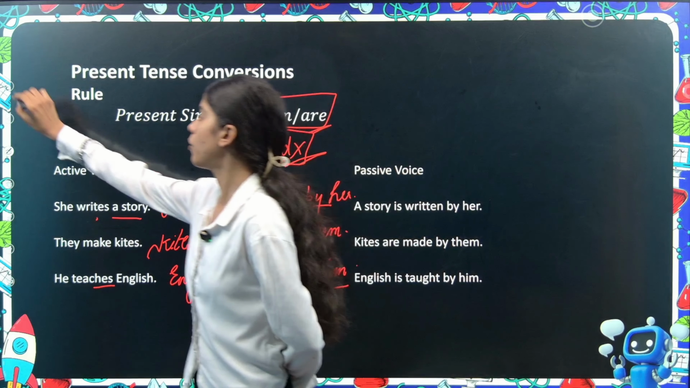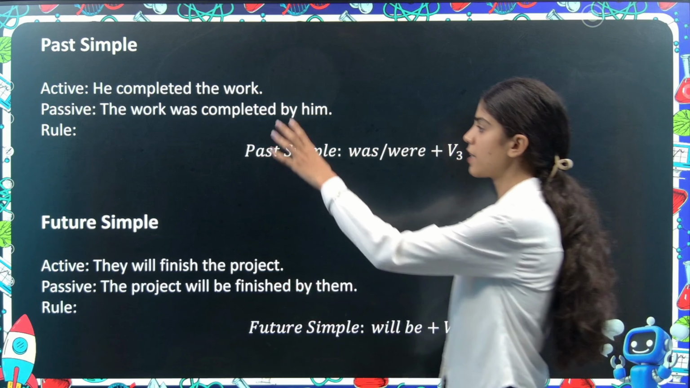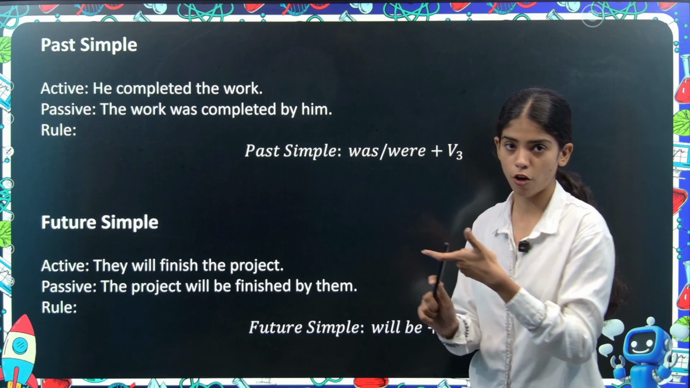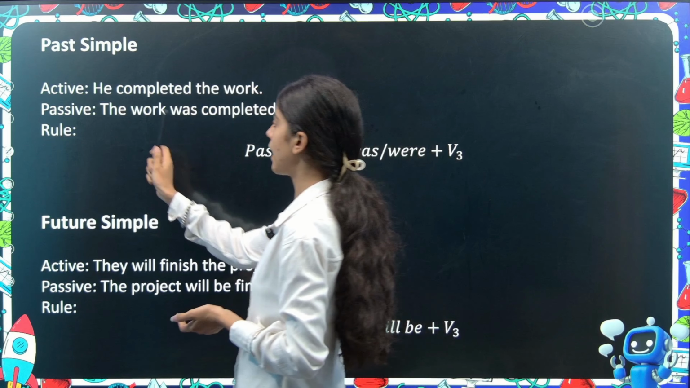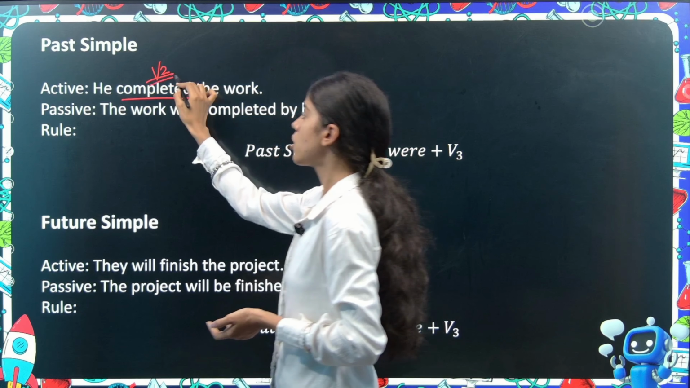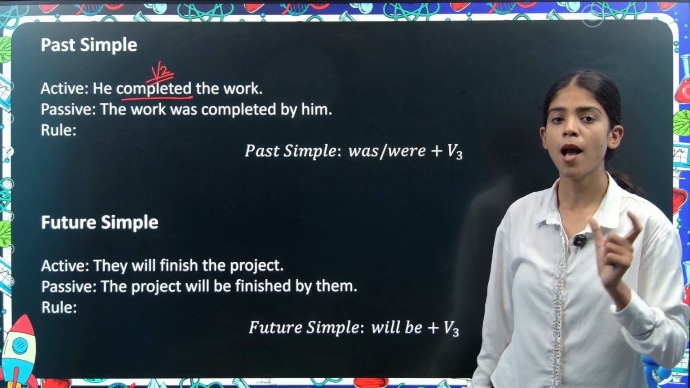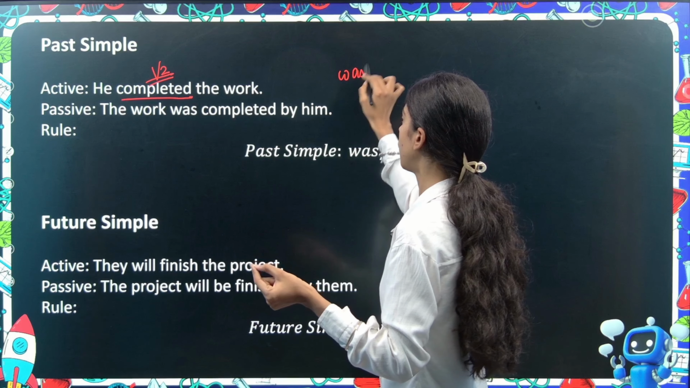So in this way we can convert our simple present into passive voice. And if we talk about past and future simple, here is the active voice. How can you identify that your active voice is in past tense? You can always see that if the subject, verb and object are written, your verb must be in second form, V2 form. So here we can see that he completed the work. Here, completed is V2, right? So we can say that our sentence is written in the past simple form. So what do we have to use here? We have to use was and were.